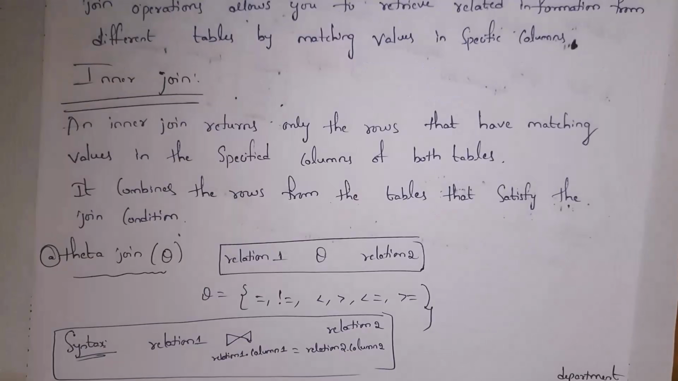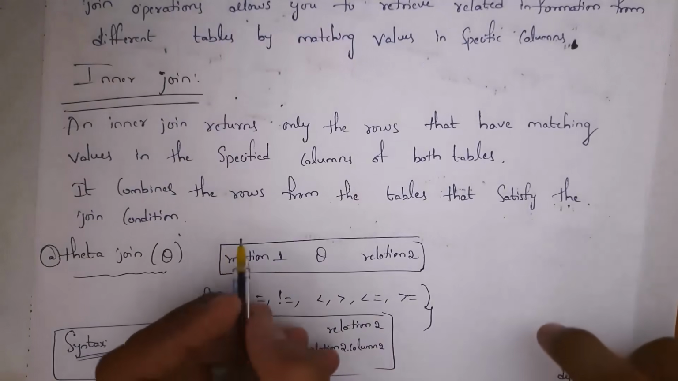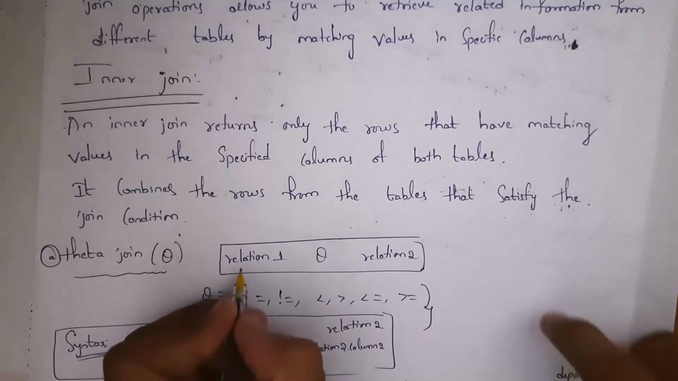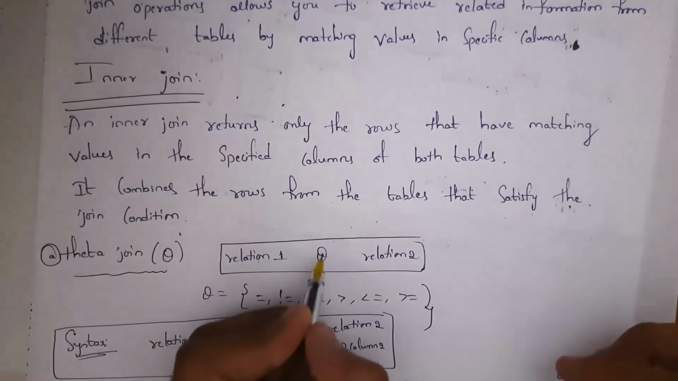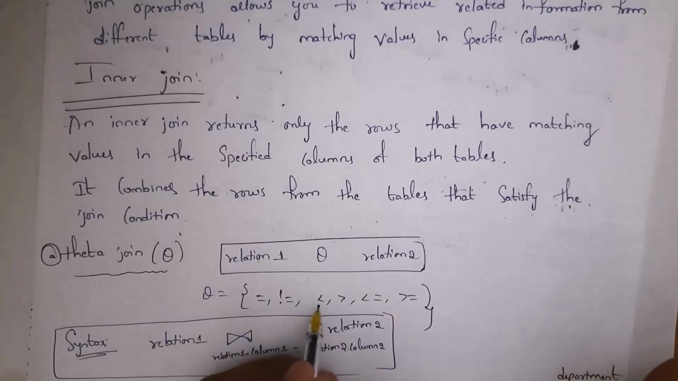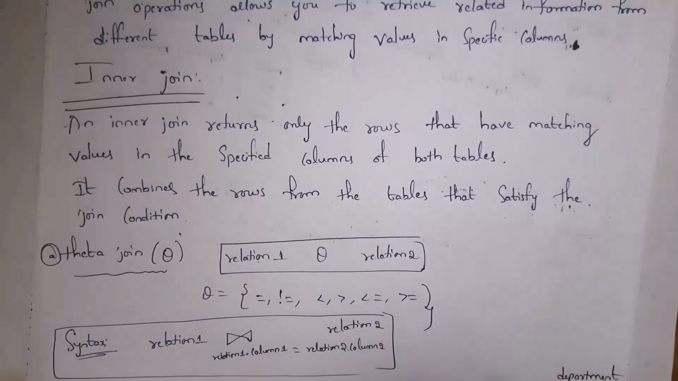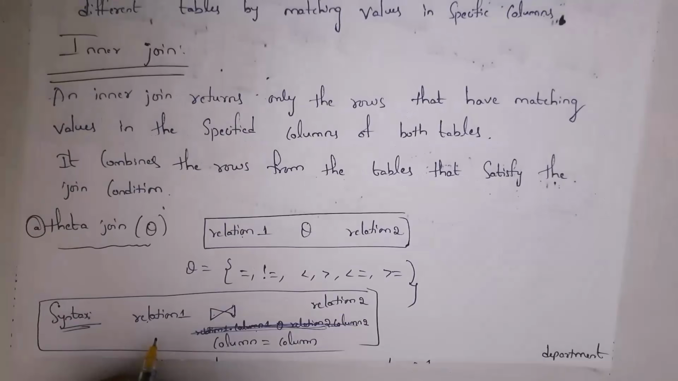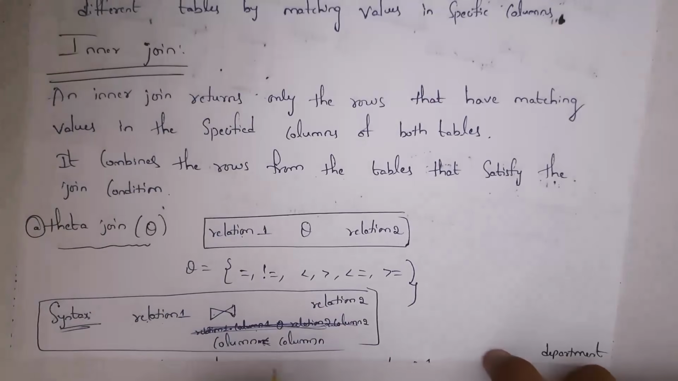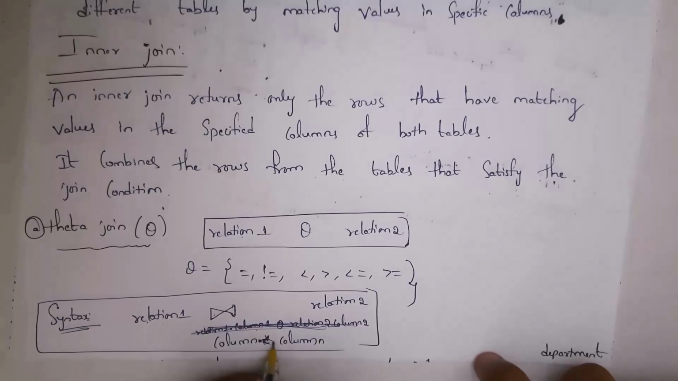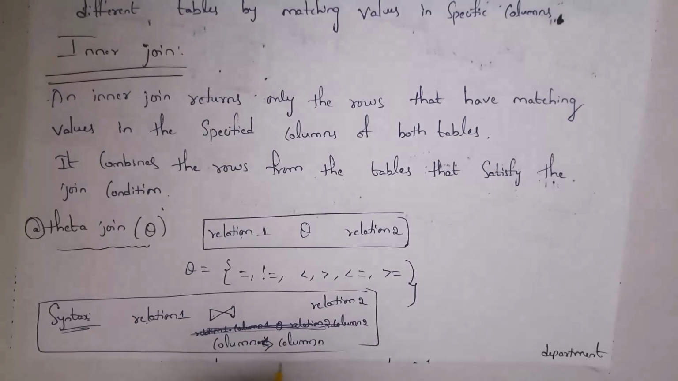At first I will explain what theta join is. This is the syntax: relation 1 theta relation 2. Guys, relation and table are the same. You can also write table 1 theta table 2. Theta contains equal to, not equal to, less than, greater than, less than or equal to and greater than or equal to. Guys, this is the syntax for theta join. Here you need to write relation 1 join relation 2, and below this you write column m equal to column n. Not only equal to, you can use less than, greater than, less than or equal to or greater than or equal to. Here you can give any condition. I will give one example so that you can clearly understand what theta join is.